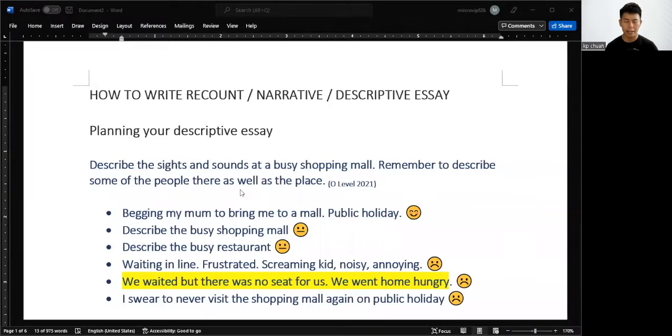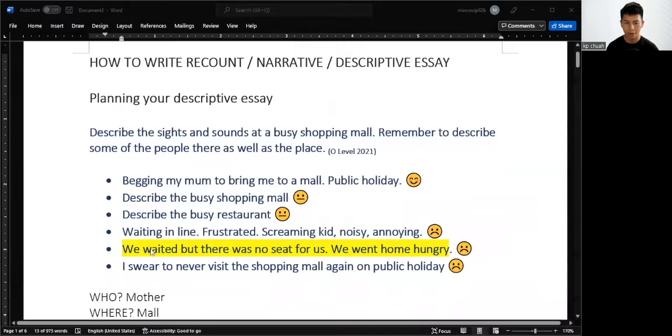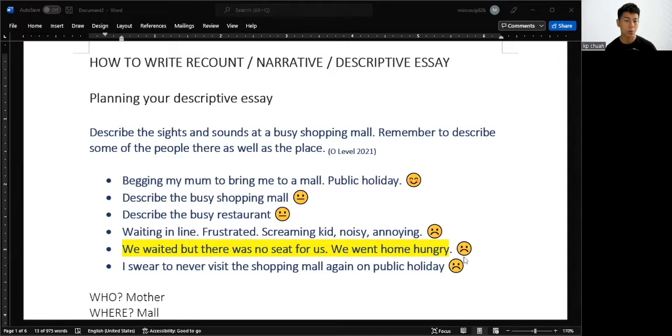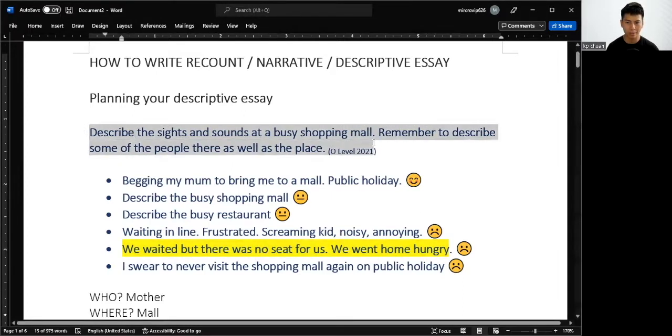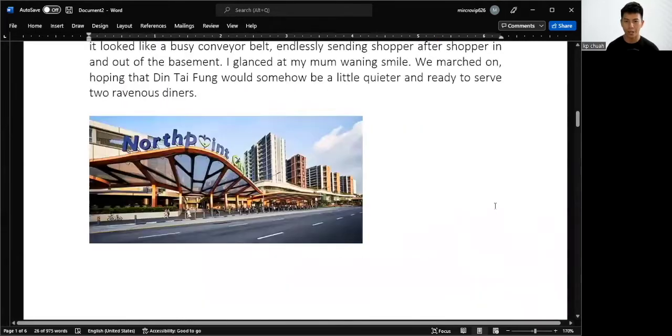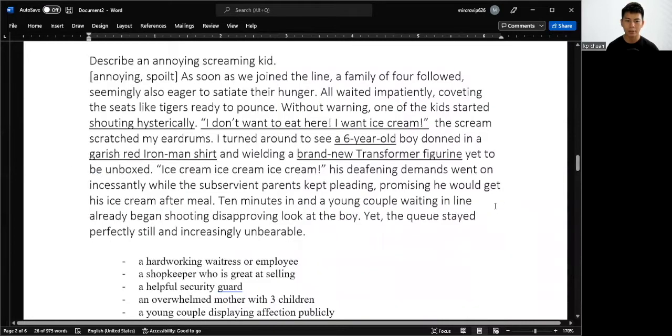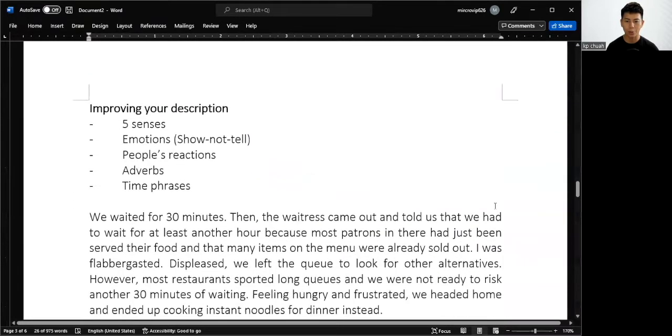Now, there are some very useful techniques that you can apply that can improve your writing. We're going to look at it using this particular paragraph. We waited, but there was no seat for us. We went home hungry. Now, for those of you who are not aware of what question we're talking about, this is the question from O Level 2021. Let's see what we have here. I've written one paragraph to show you how a mediocre paragraph is like and how we can apply some of the skills here in order to improve on our writing.